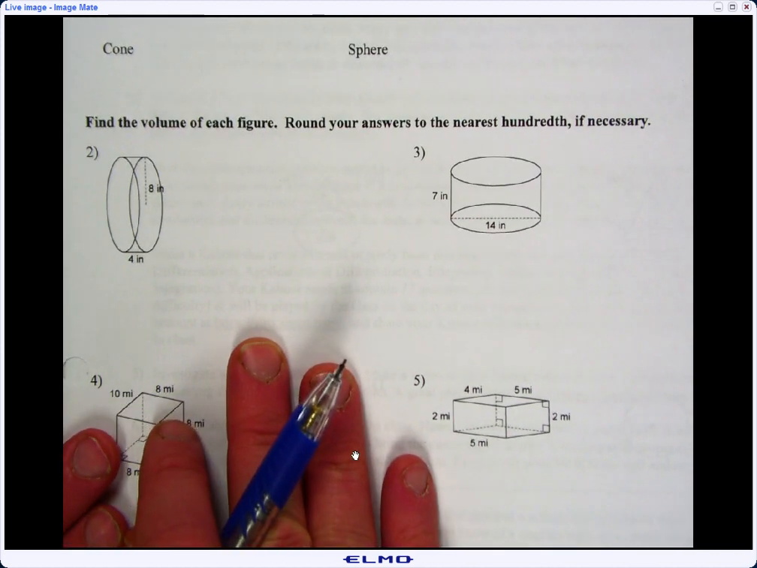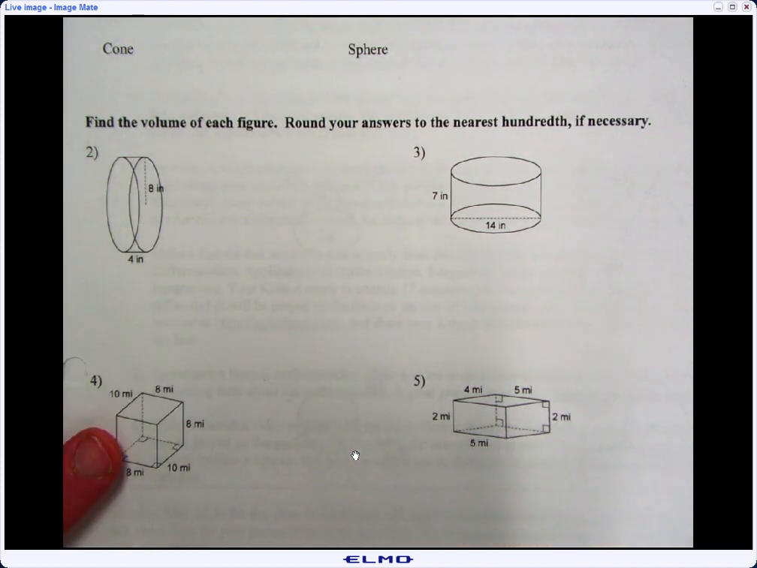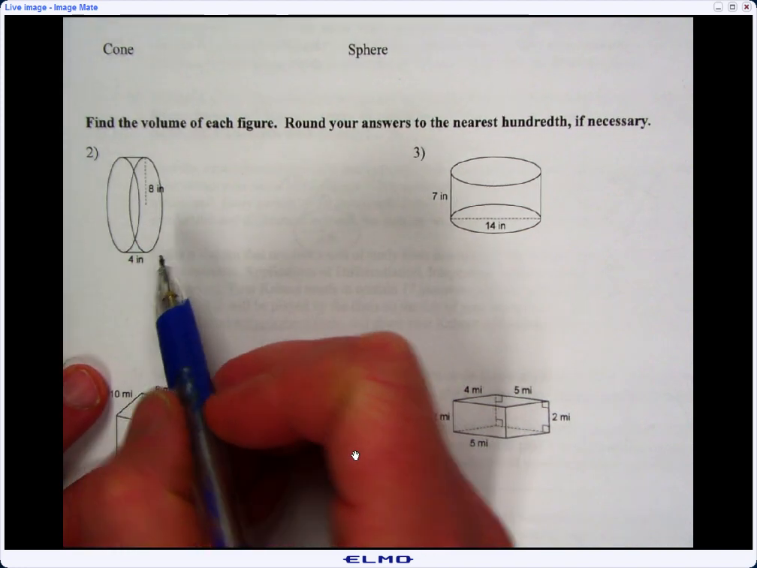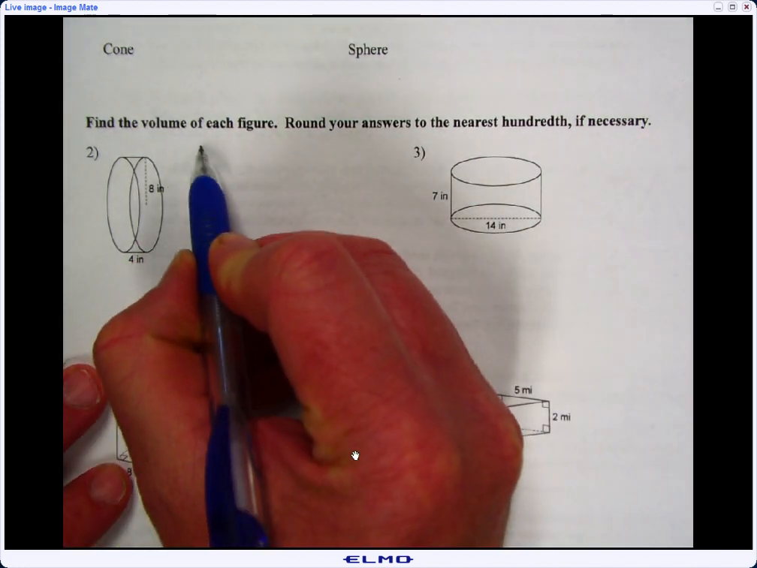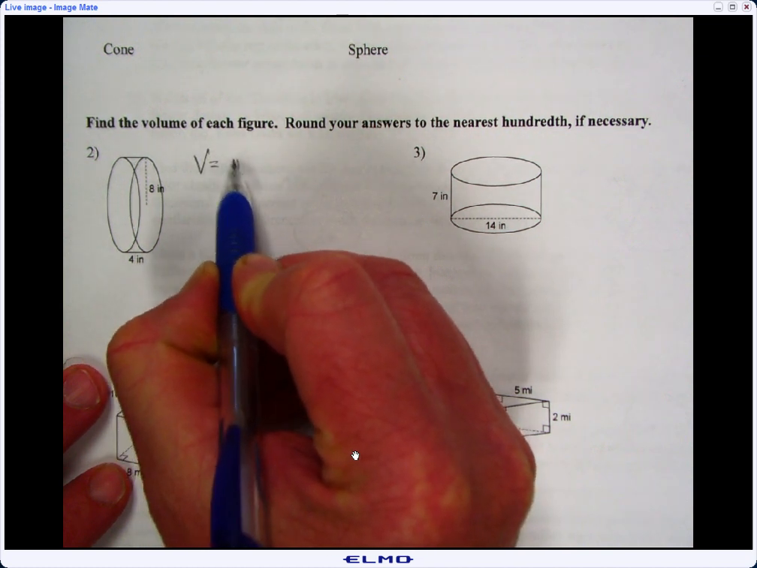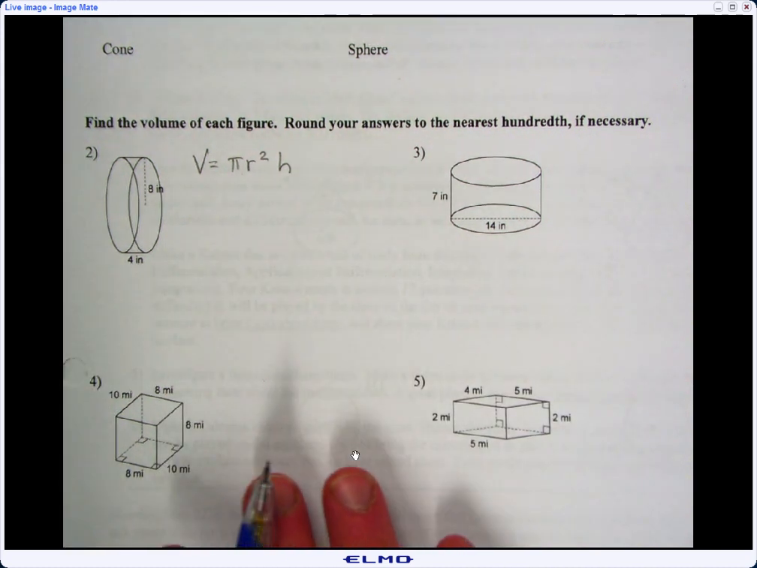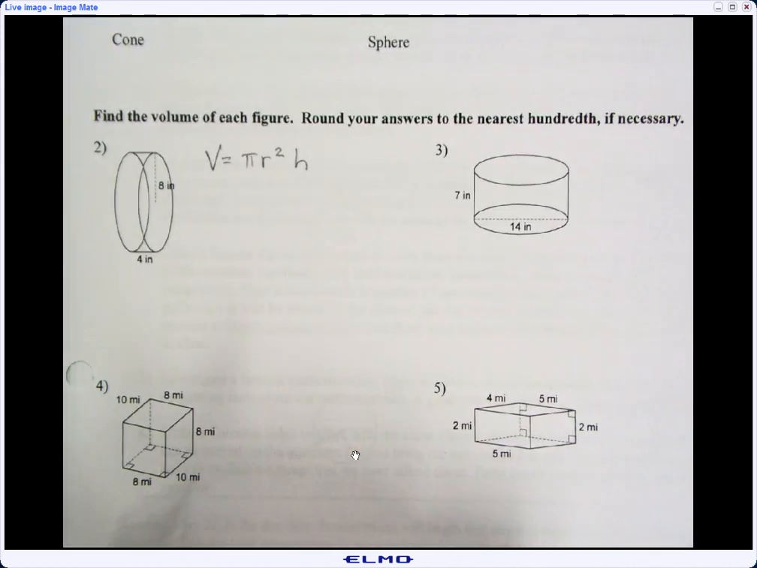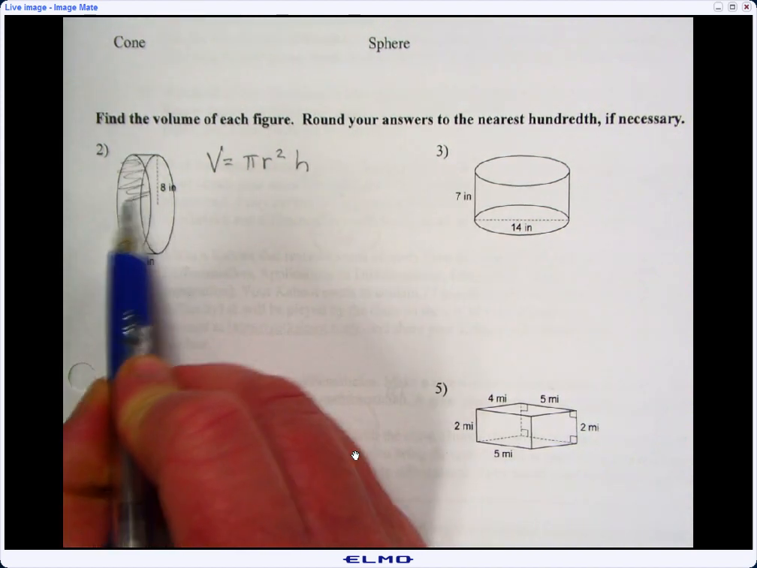Volume, that means we're filling something up. We've been doing surface area, that's the outside if you're going to paint. Volume is filling up something. So name your shape. First of all, the shape's a cylinder. I know the volume of a cylinder formula is pi r squared times height. Pi r squared is the area of a circle. The base is a circle, a base of a cylinder. Now this is on its side.